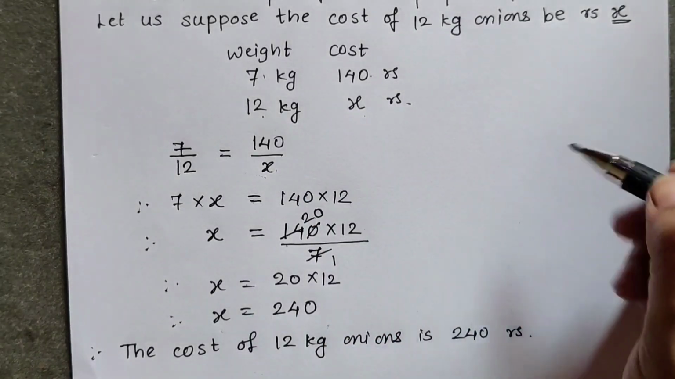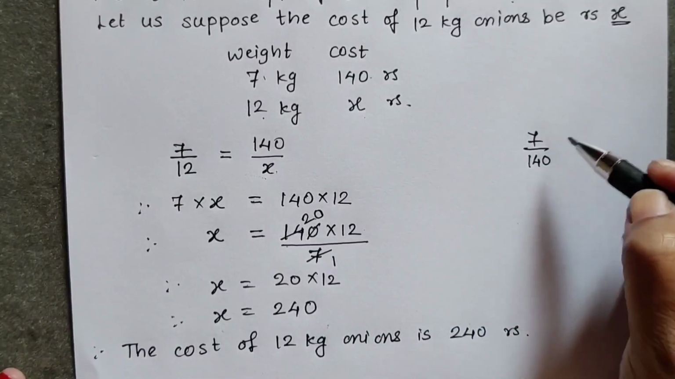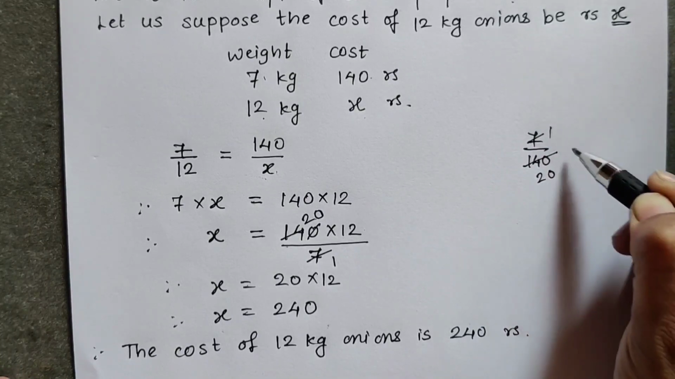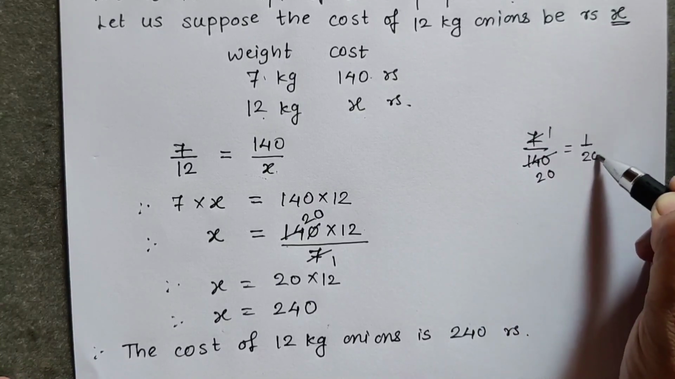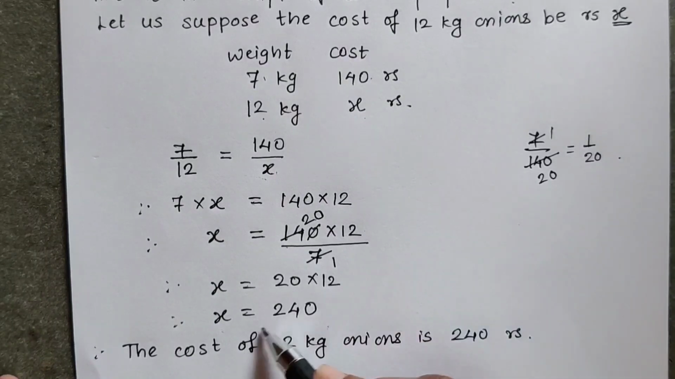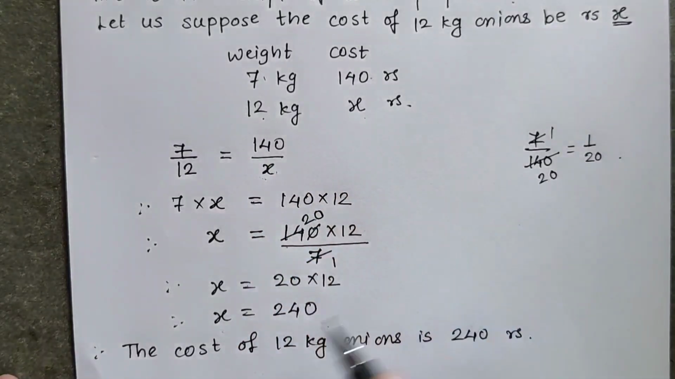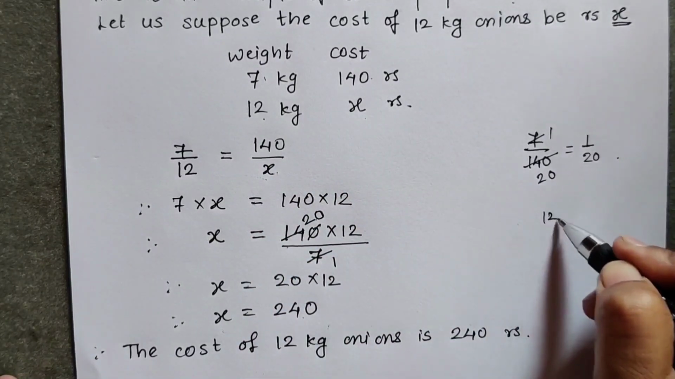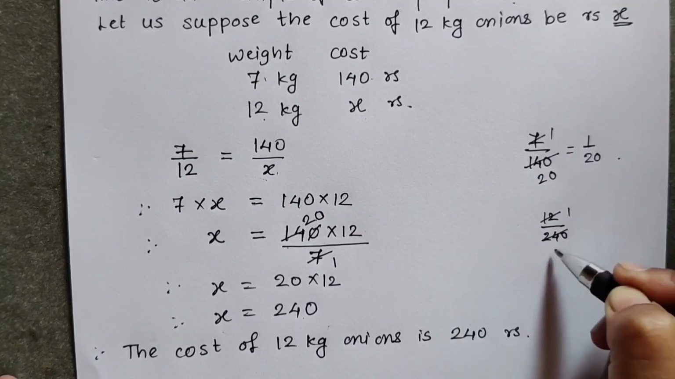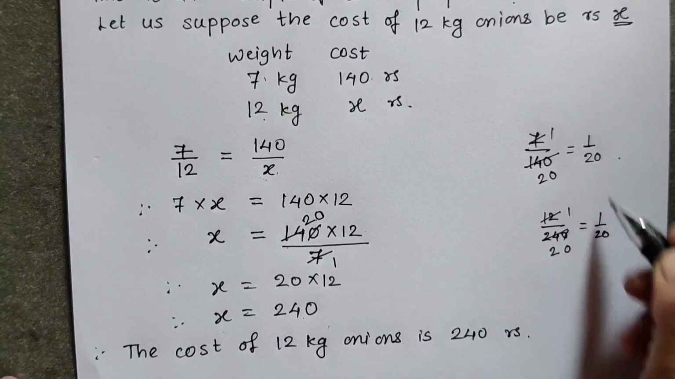As you all can see here, for 7 it is 140. Let us check the ratio. 7 ones are 7, 7 twos are 14 and 7 zeros are 0. That means the ratio is 1 upon 20. And when we are getting the answer for 12 kg onions, we are getting 240 rupees. So for 12 it is 240. Again check the answer. 12 ones are 12, 12 twos are 24 and 12 zeros are 0. Again the ratio is same, ratio is constant.